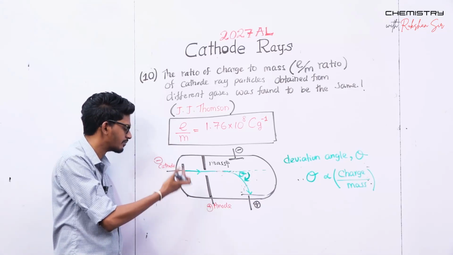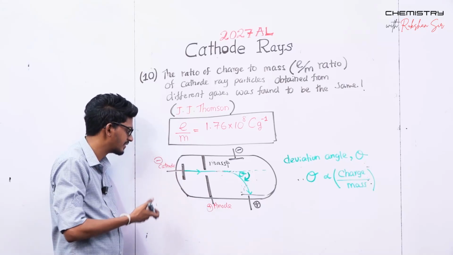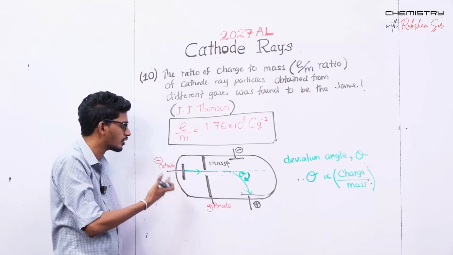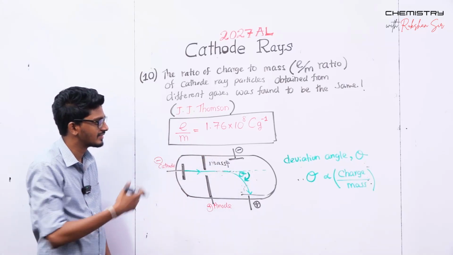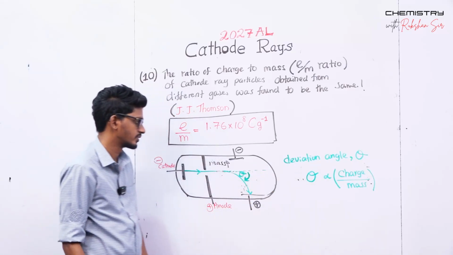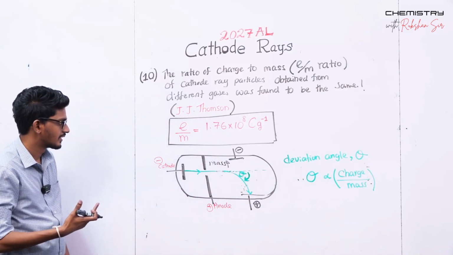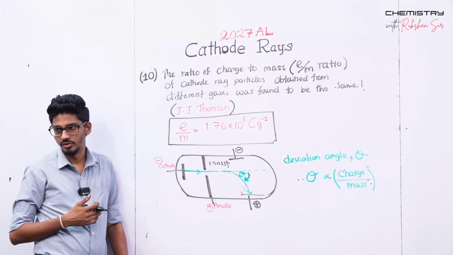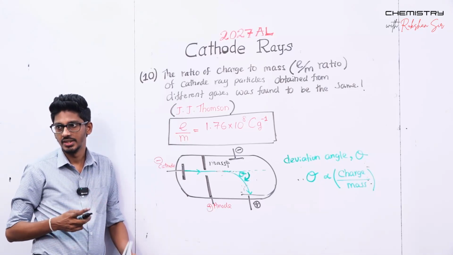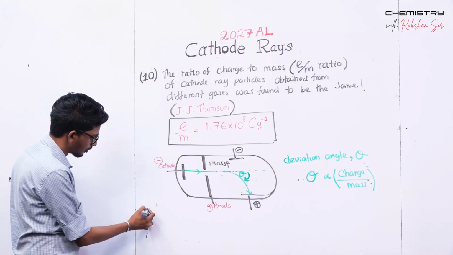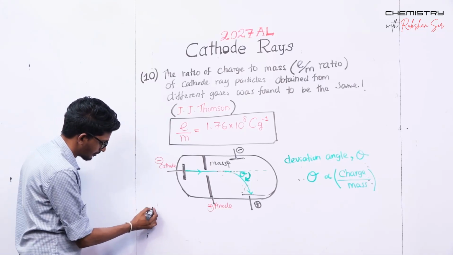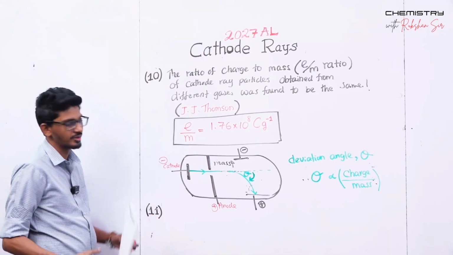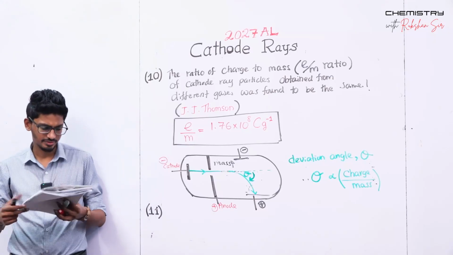Aluminium, copper, zinc, different metals as cathode. Still you got the same deviation angle. That means you are still getting the same charge over mass ratio. That is another special observation with this one. Just write that also and then we'll continue. Point number 11. Let's write.